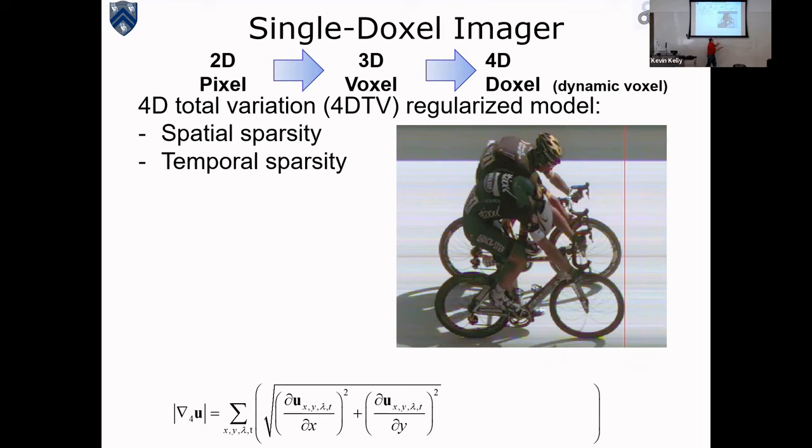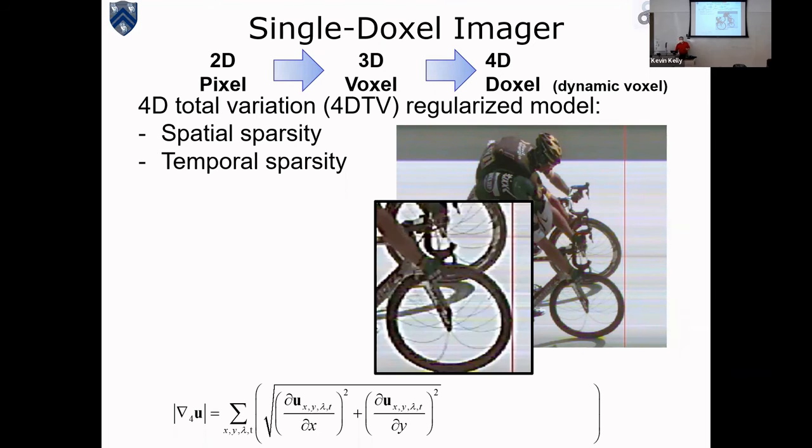Temporal sparsity. Why does temporal sparsity work here and for our video? The reason it works is this is not a 2D image. I used to cycle and be in shape a long time ago. I'm not anymore. But is there anything wrong you see with this image of cyclists? Look at the wheel spokes. They're not straight. Why aren't they straight?